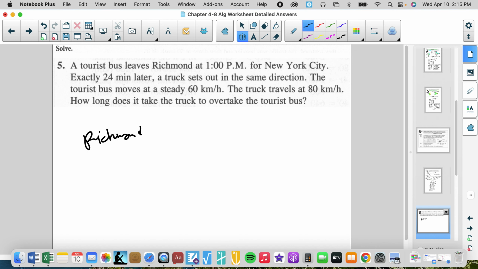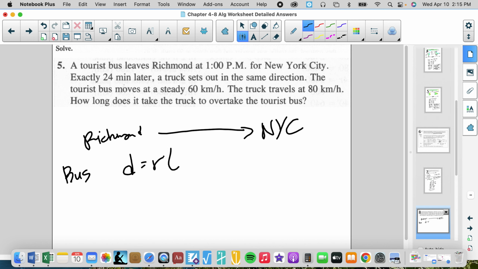Richmond, Virginia, and it's going to start spreading the news. New York City, baby. So this is a bus. Distance equals rate times time. Later on, a truck is going to follow in the same path, the same direction from the same Richmond, Virginia.